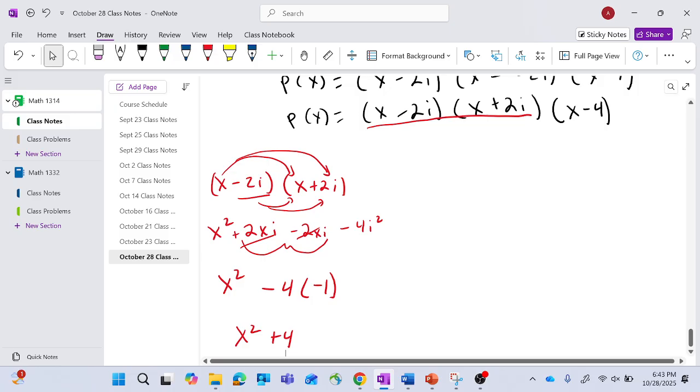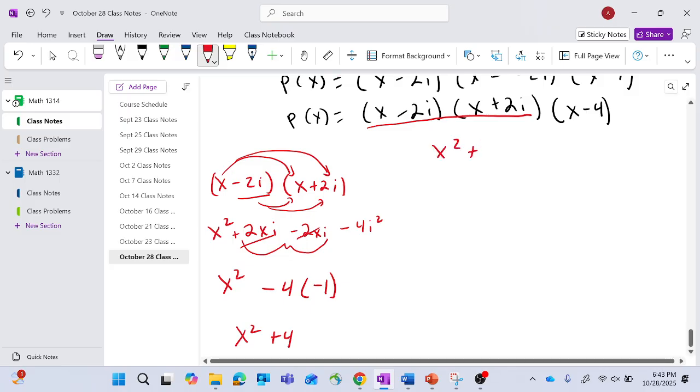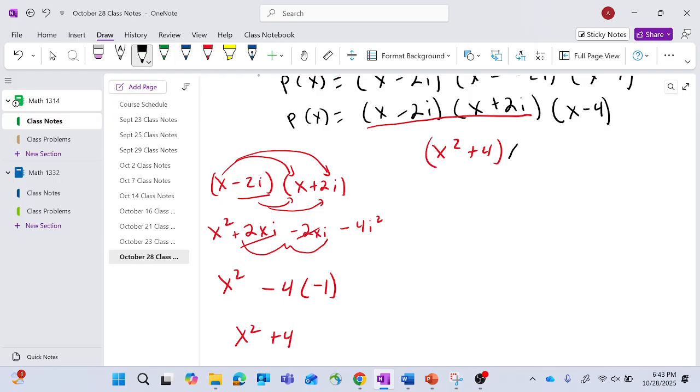Any questions about how I got that? So what that tells me is that x minus 2i times x plus 2i is just x squared plus 4. And I still need to multiply it with that x minus 4.